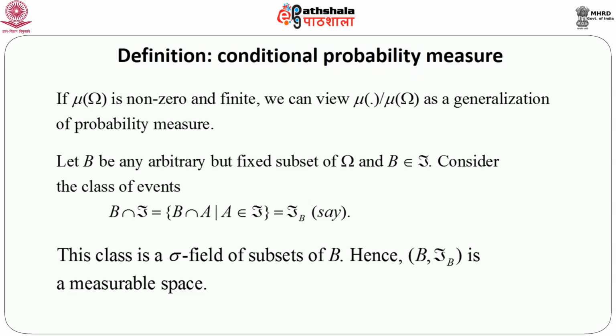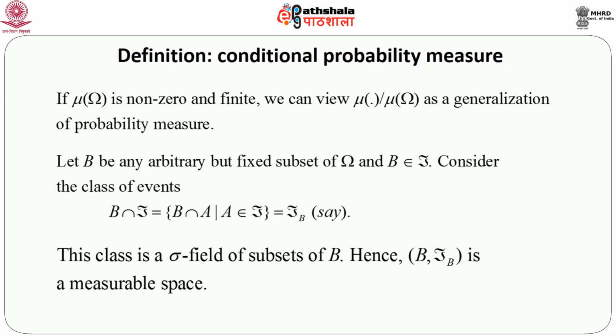Let B be any arbitrary but fixed subset of omega, and B belongs to script F. Then consider the following class of events: B intersection script F equals the set of sets of the form B intersection A such that A belongs to script F, and we call this class of events script F_B. Then this class is a sigma field of subsets of B.